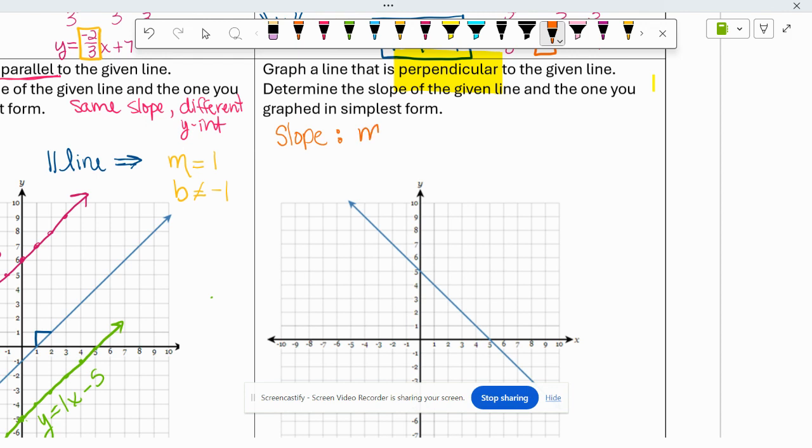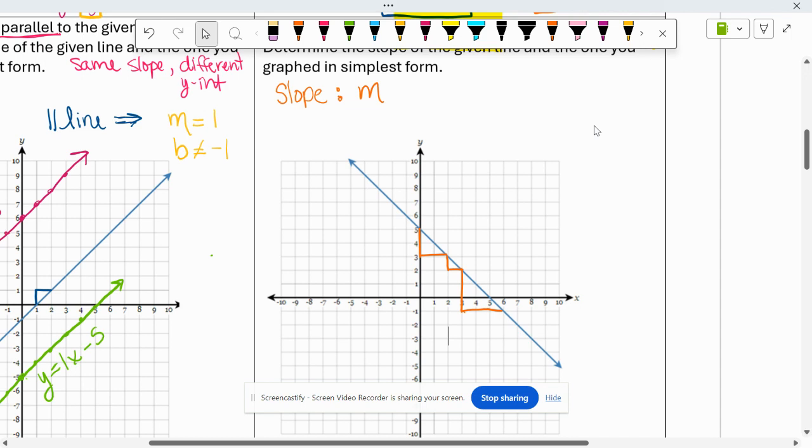Well, what is the slope of my given line? What do you think the slope is, Tiana? How much do I go down? How much do I go over? How much do I run to the right? It doesn't matter where I pick.